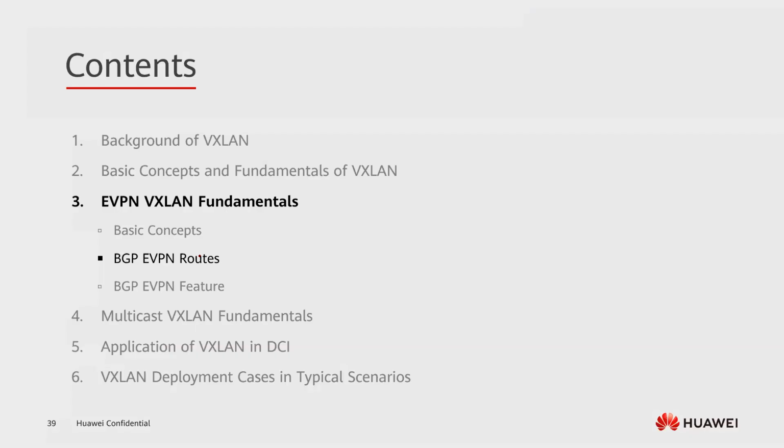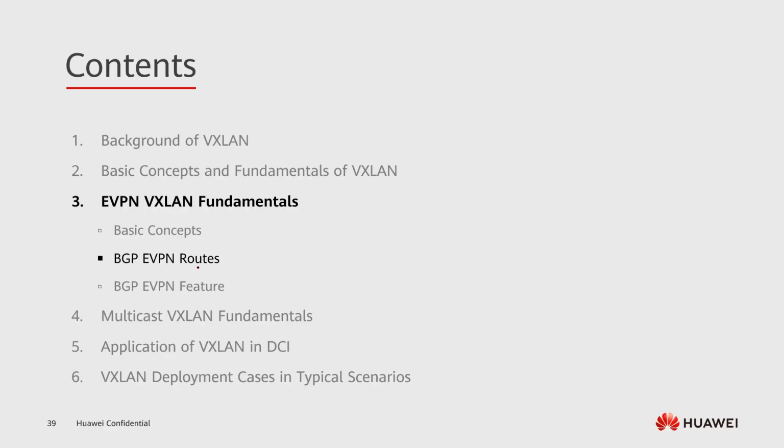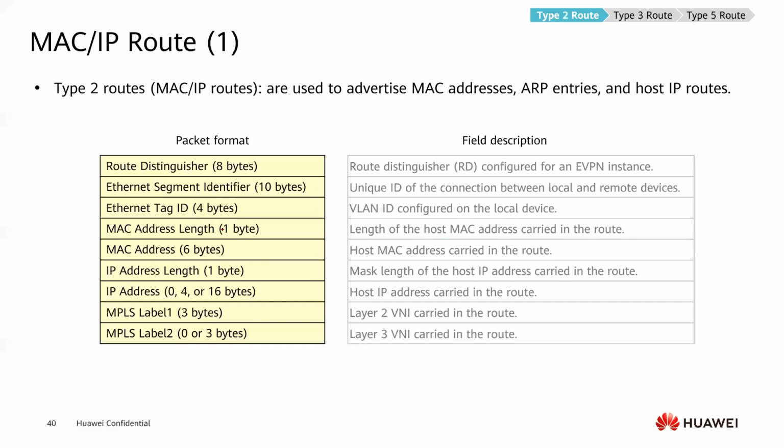Now let's look at the BGP EVPN routes. Inside the BGP EVPN routes, we have different types. The first type, which we have already mentioned, is type 2, and type 2 includes the host information. So what is the host information? We have already said it: MAC address, ARP information, and host IP routes.